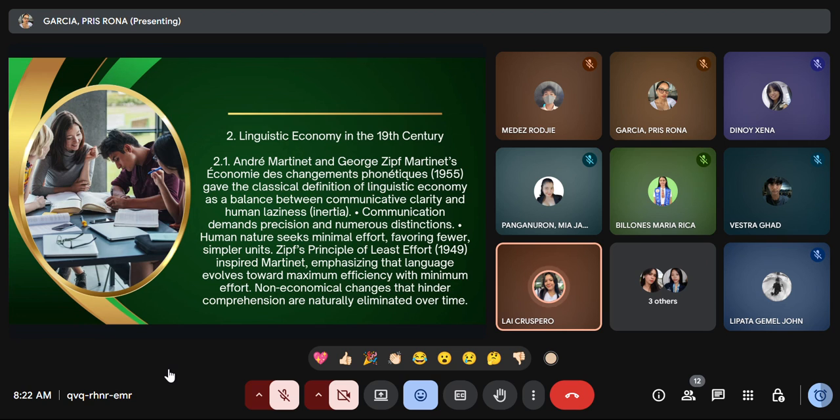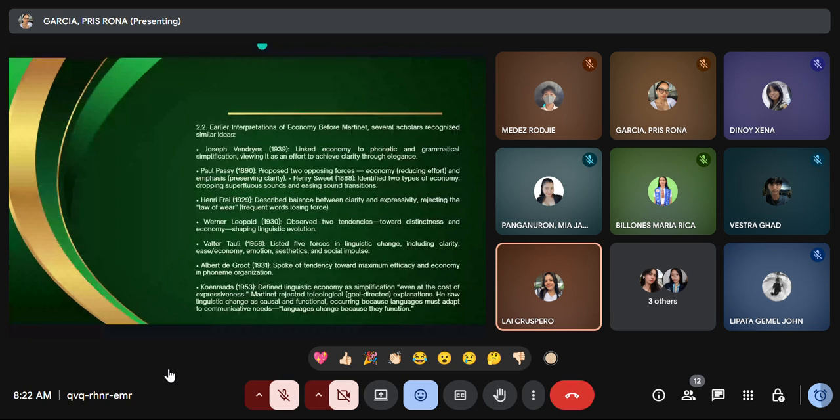So can I have the next slide? Okay. And here in the earlier interpretations of economy before Martinet, several scholars recognized similar ideas. First is Joseph Vendryes in 1939. He linked economy to phonetic and grammatical simplification, viewing it as an effort to achieve clarity through elegance.